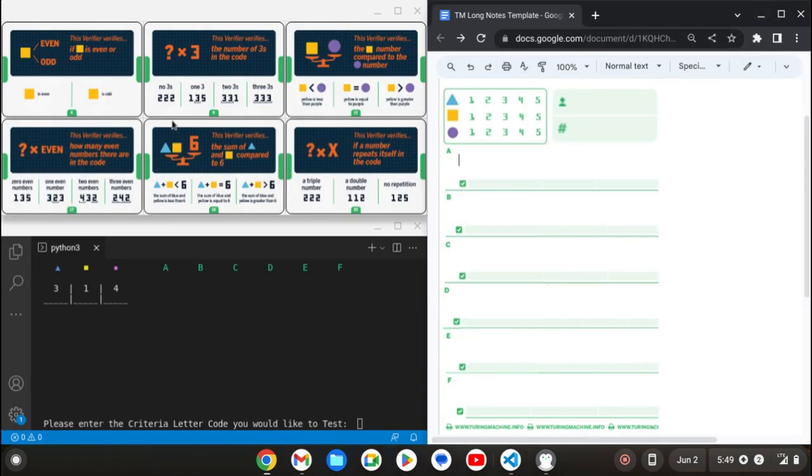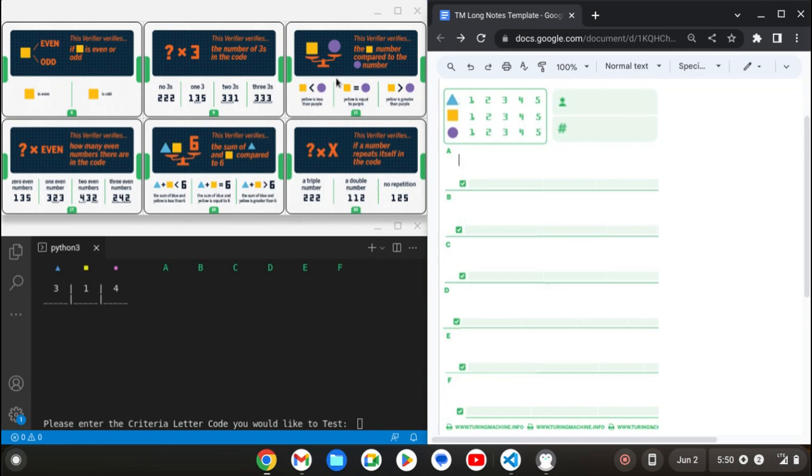So in the grid above, we've got our 6 criteria cards. On the top row, we've got criteria card A, criteria card B, criteria card C. In the bottom row, we've got criteria card D, criteria card E, and criteria card F. Criteria card A will let us know something about the middle digit. We'll find out whether that value is either an even or an odd digit. Criteria card B will look at the 3-digit code and let us know how many of those are 3. Are there no 3s? Is there 1 3, 2, or potentially all of them are 3?